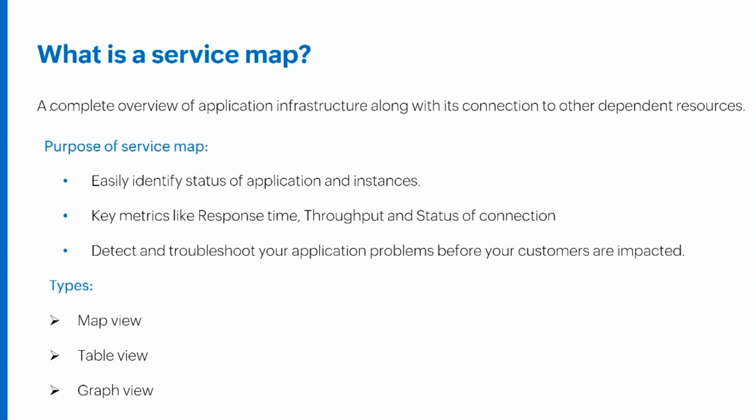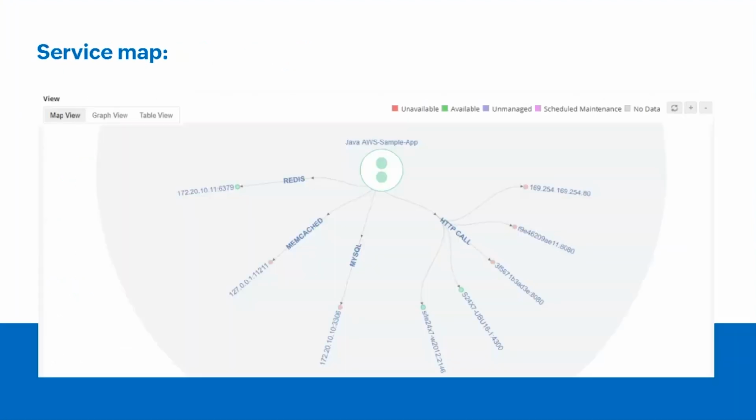There are three types of service map view: map view, table view, and graph view. The map view provides a way of analyzing the topology view of the application along with its instances, and these are represented in a central node.